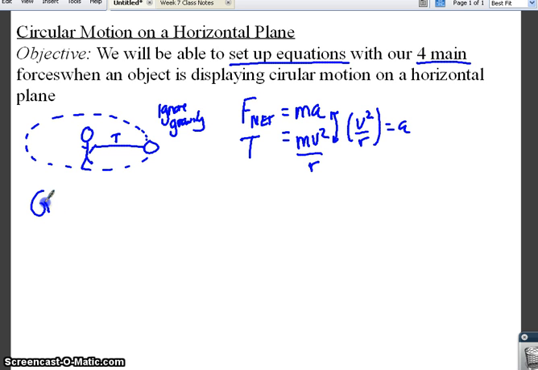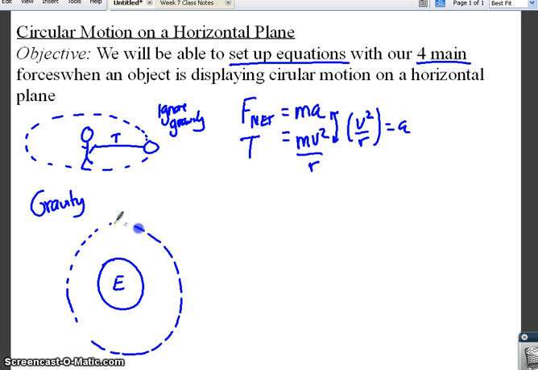Okay, let's do a different one. Let's do gravity. Earth, satellite going around Earth, so F net equals ma, F net equals mv squared over r. Notice the force that is pulling the satellite down is gravity.